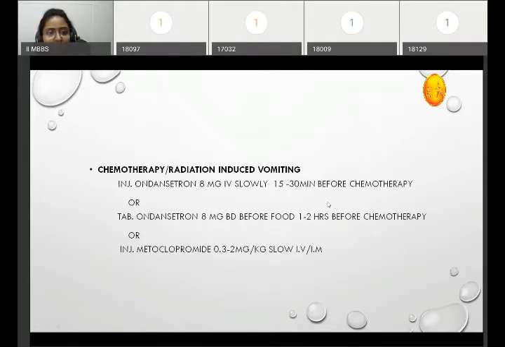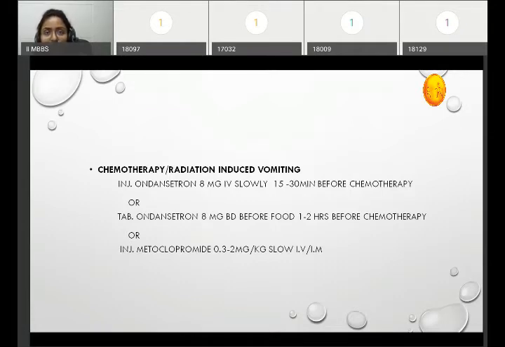The second question is chemotherapy or radiation-induced vomiting. The mechanism of vomiting behind this is also the same. Here the chemotherapeutic drugs given to cancer patients, or any radiation given, induce vomiting. In those cases only one drug is highly effective, that is ondansetron, which belongs to the 5-HT3 antagonist group. It is given in injectable form only, at the dose of 8 milligram IV slowly over 15 to 30 minutes.